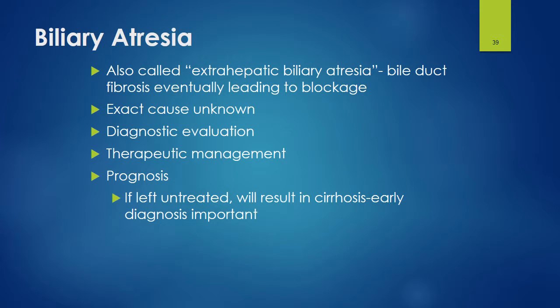Biliary atresia is also called extrahepatic biliary atresia. This is an inflammatory process that leads to bile duct fibrosis and eventually leads to blockage. The exact cause is unknown. Clinical manifestations include jaundice, dark urine, white or tan stools, hepatomegaly, splenomegaly, poor fat metabolism, poor weight gain, and generally growth failure. Pruritus and irritability are also common.